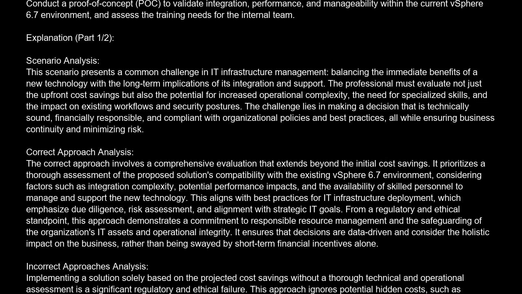The correct answer is A. Conduct a proof-of-concept (POC) to validate integration, performance, and manageability within the current vSphere 6.7 environment and assess the training needs for the internal team.